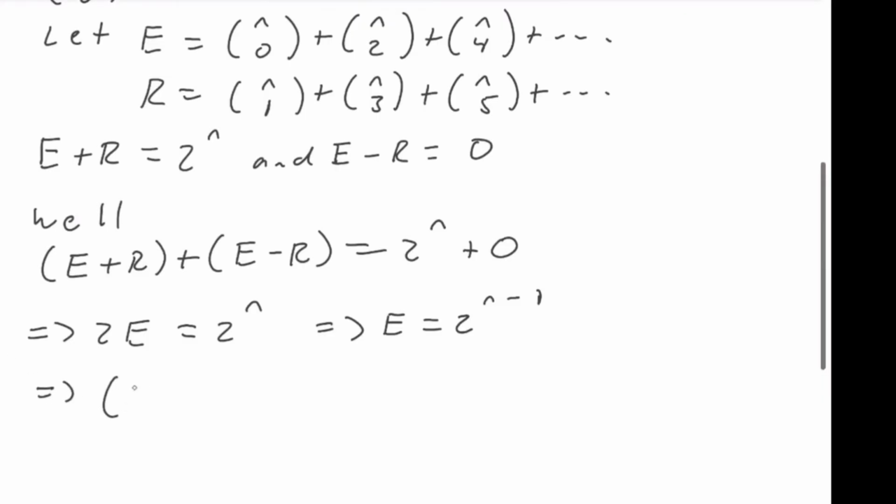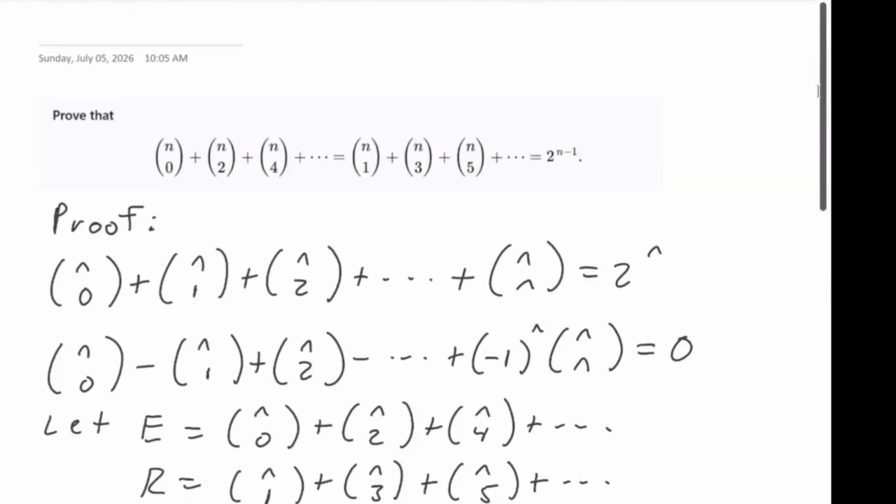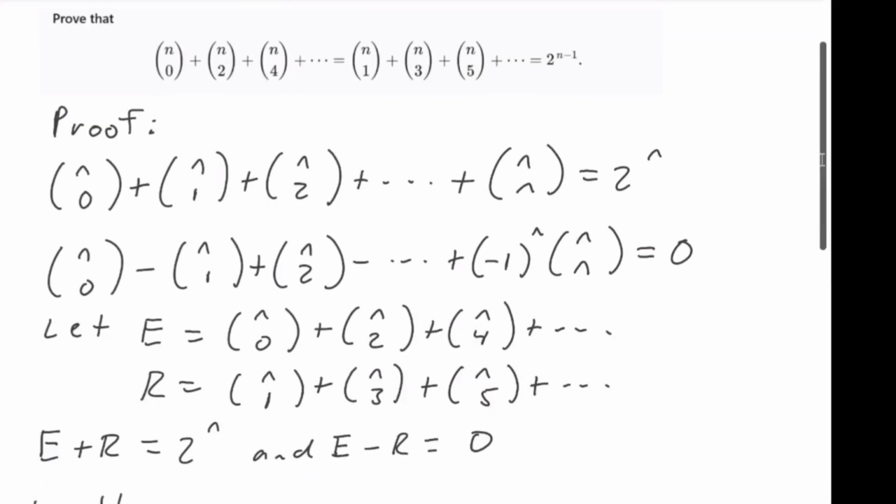So I've shown that n choose 0 plus n choose 2 plus n choose 4 plus dot dot dot is equal to 2 to the n minus 1. So I've essentially gotten half of what I want. Now I need to try to get this guy here.